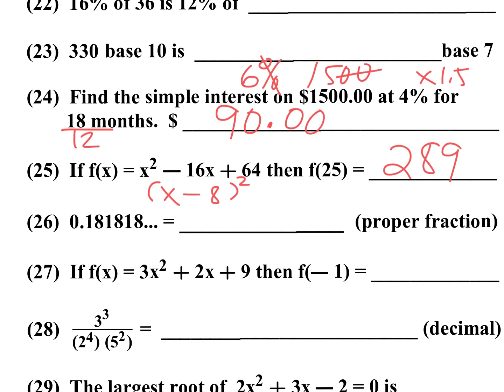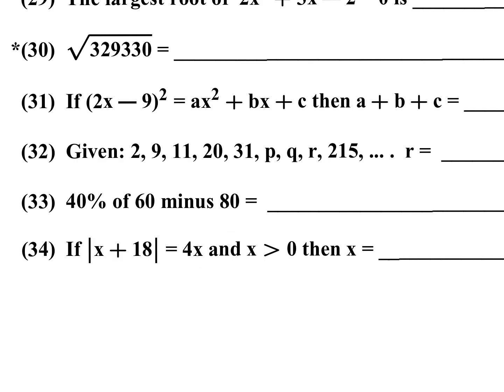And let's take a look at one more. Let's take a look at number 31, where they're asking for the sum of the coefficients a plus b plus c in the expansion of 2x minus 9 squared. So all you have to do here for the sum of the coefficients is take 2 minus 9 and square it. And that will give you the sum of the coefficients. What is 2 minus 9? Negative 7. What's negative 7 quantity squared? Negative 7 times negative 7, that's just 49. And that was the answer.